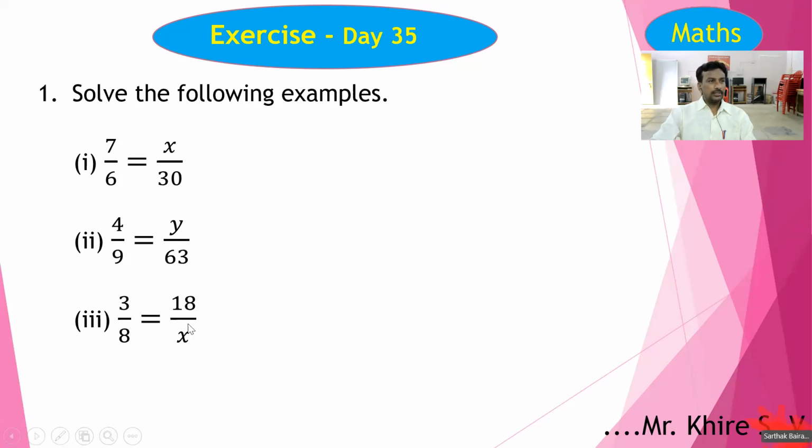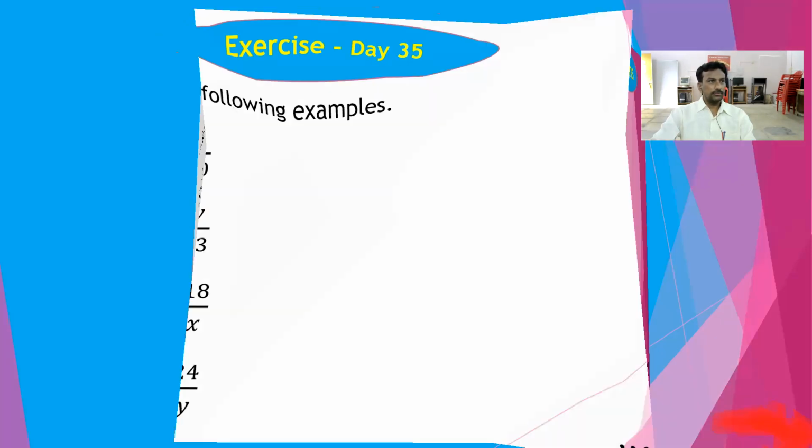Then third, 3 upon 8 is equal to 18 upon x. Fourth is 4 upon 8 is equal to 24 upon y. Solve this homework in your maths notebook.